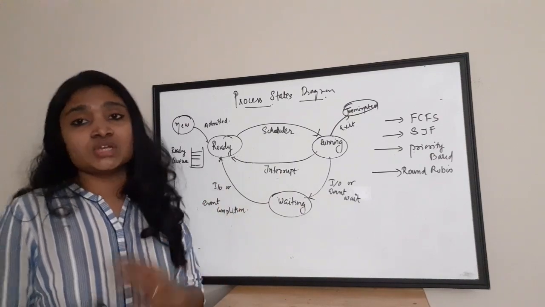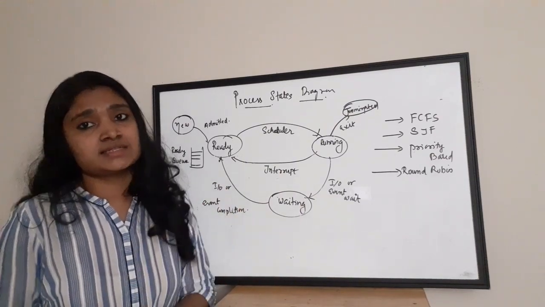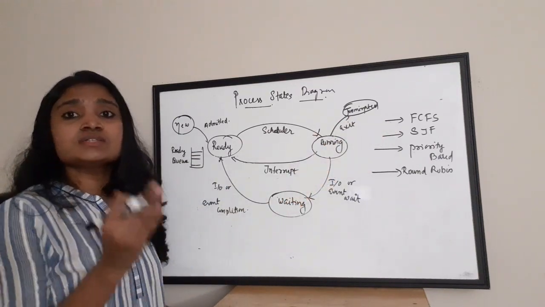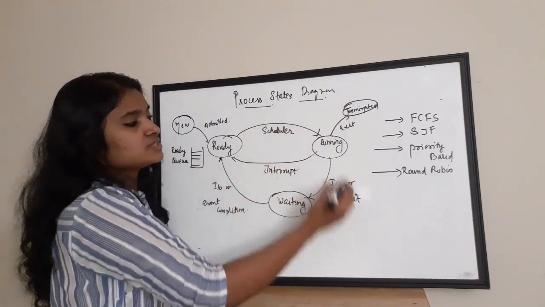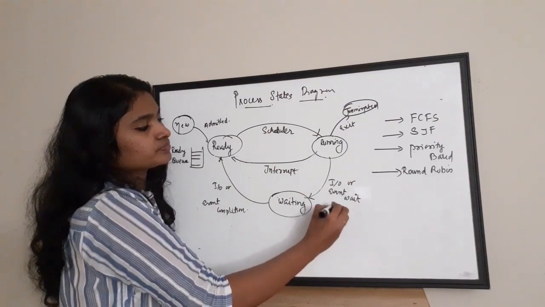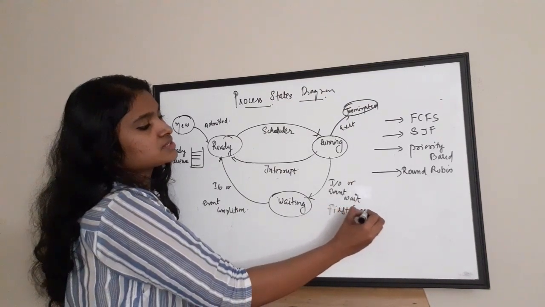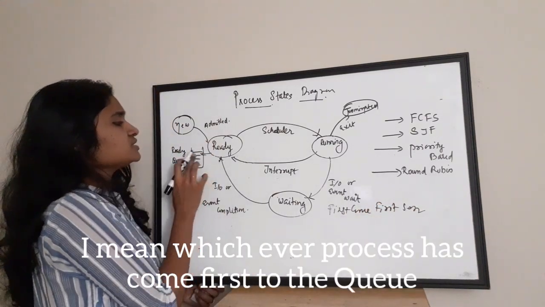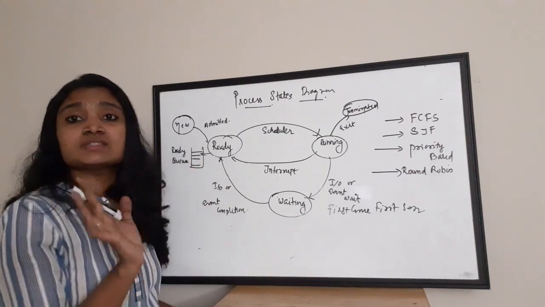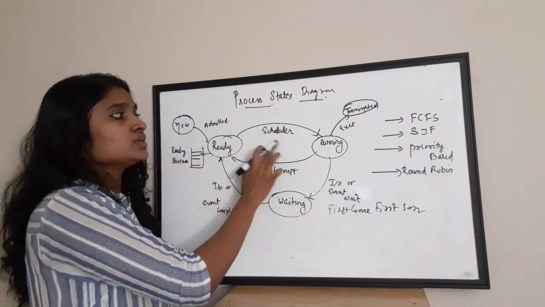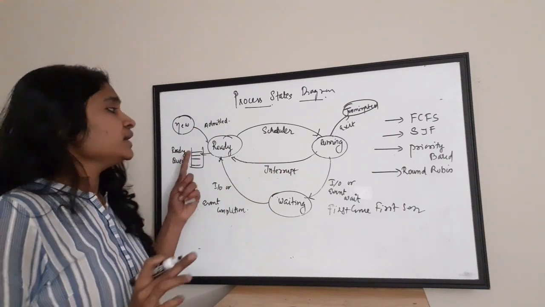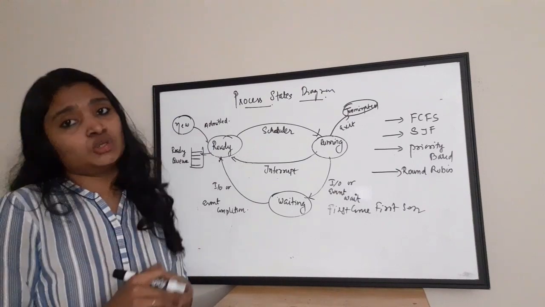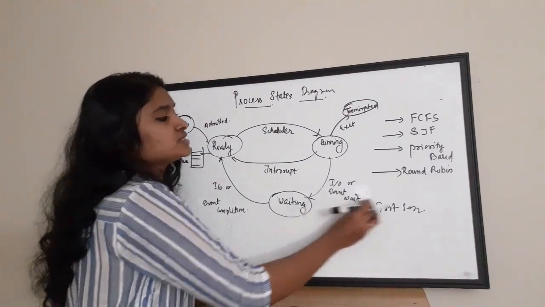Now, what are the various scheduling algorithms? Let us see next. The first one is the FCFS algorithm, that is, first come, first serve. That means whichever process is first in the ready queue is executed. So if the scheduler is following an FCFS algorithm, it will take the processes at the top of the queue. That is the first come, first serve algorithm.